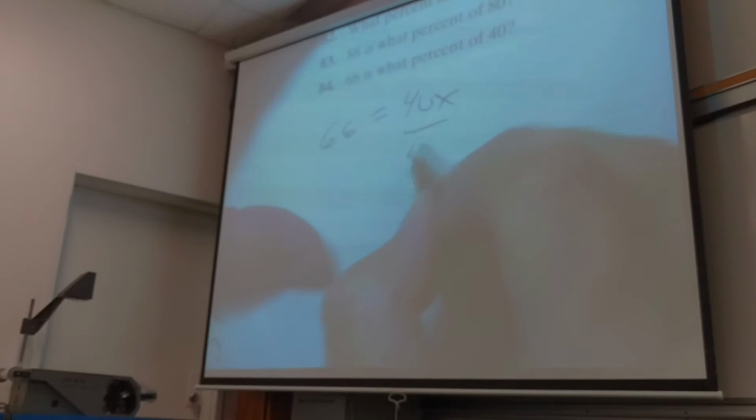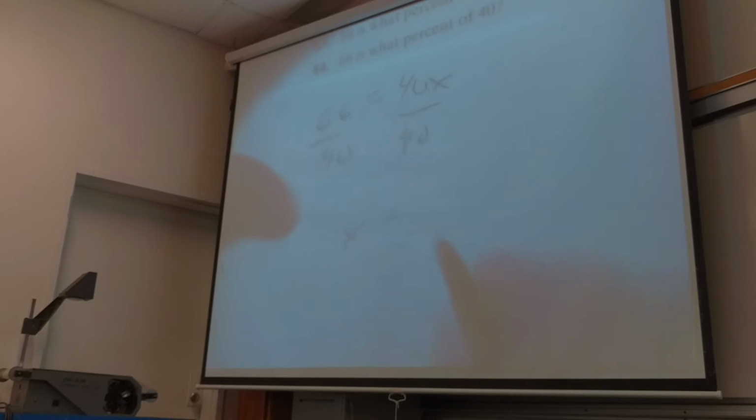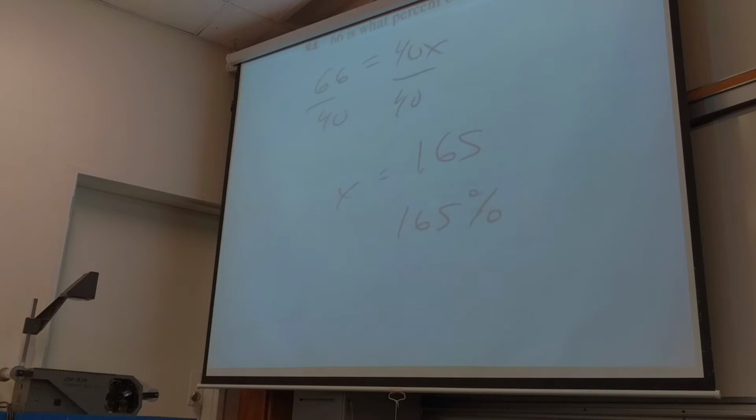Same problem here, right? 66 is what percent of 40? Divided by 40, and you get 165? Yes. So you get 1.65, 165%, hopefully. What did I do? I divided by 2, got 33 out of 20, multiplied by 5, so it's out of 100. 33 times 5 is 165.